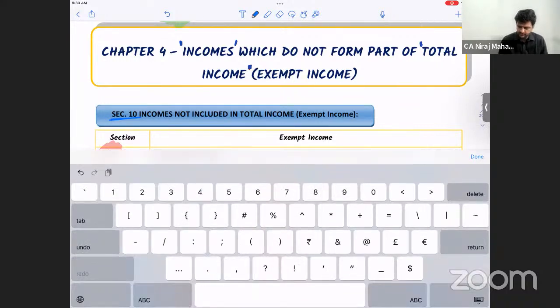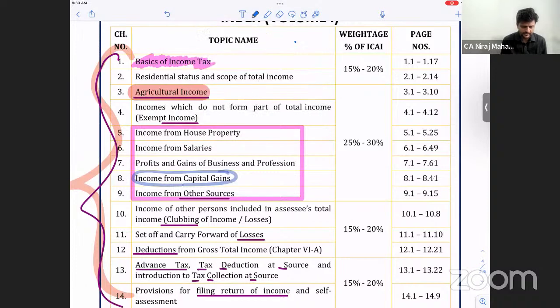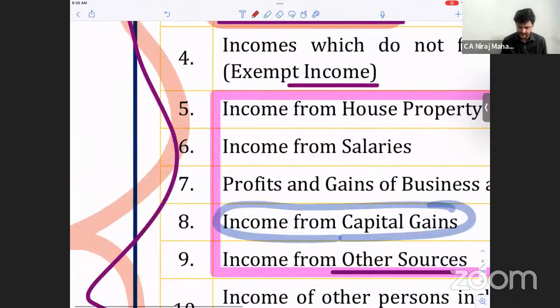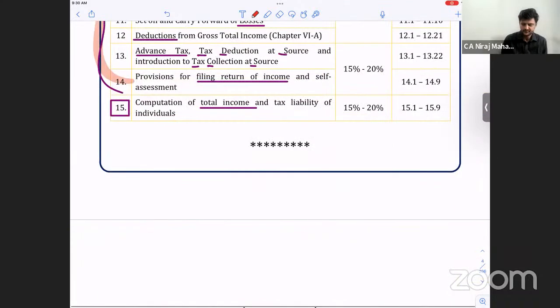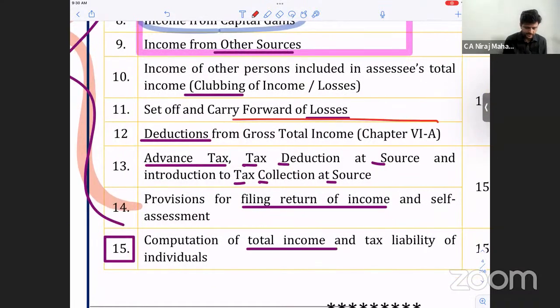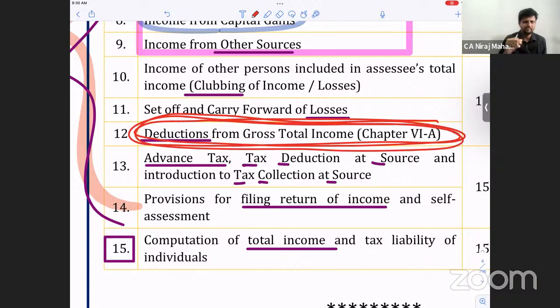If you go to the first of the pages, your index page, understand one of the biggest differences which we have to understand is exempt income. The income itself is exempt, and Chapter 6A deductions are deductions from gross total income. Pay attention, the kind of effect or impact is the same. What effect? Reduction of income.